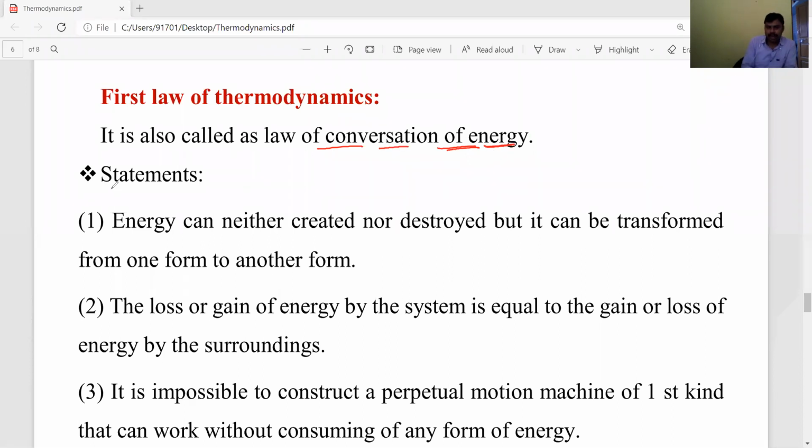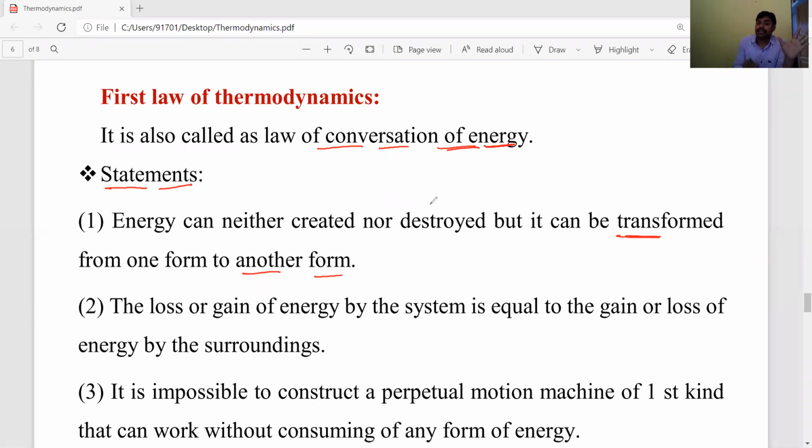So what is the statement of the law of conservation of energy? Energy is neither created nor destroyed. It can be transferred from one form to another form. Whatever energy is released by one system will be absorbed by another system. The energy is converted from one form to another, but it cannot be destroyed. This is known as the first law of thermodynamics.